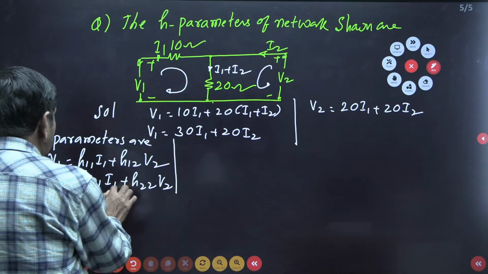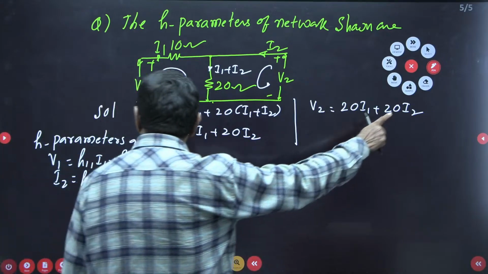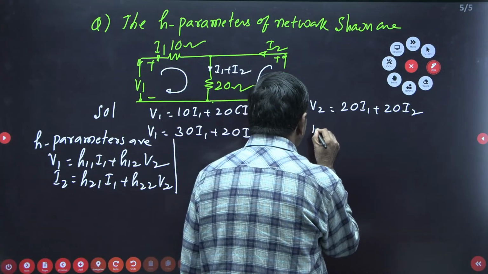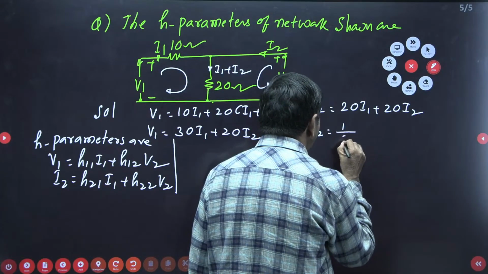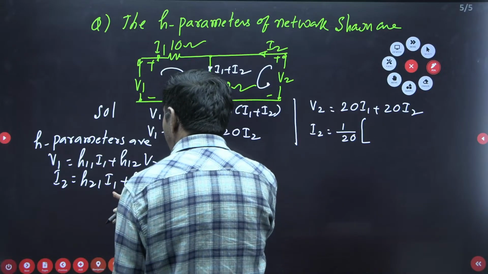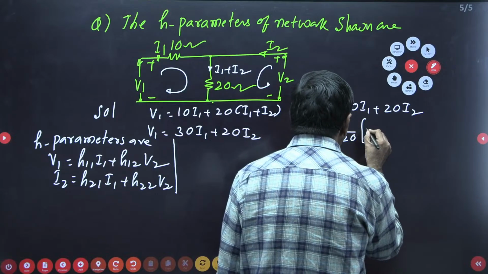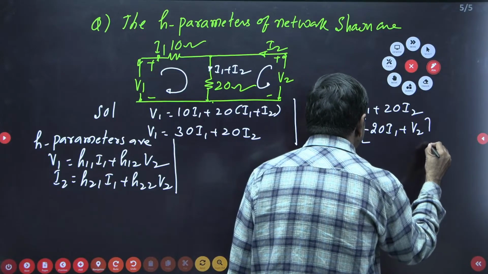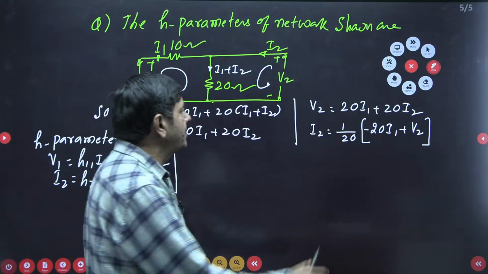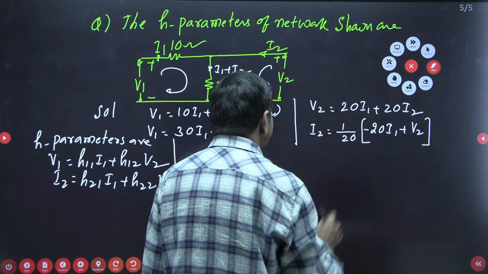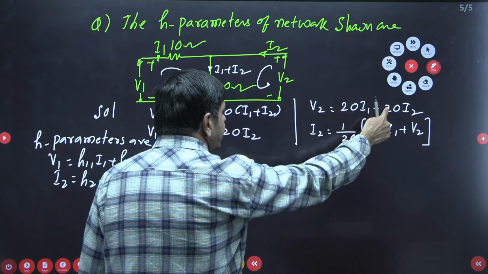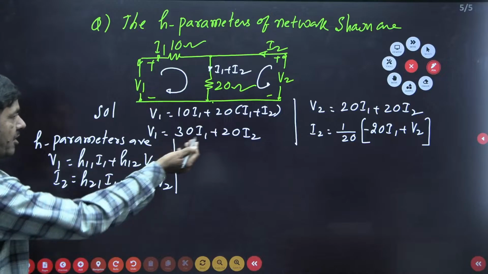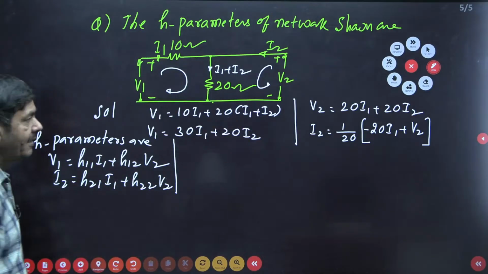Anyhow, I2 is required in terms of I1 and V2. From the second equation, what is I2? Anybody can say easily: 1 by 20 into (minus 20 I1 plus V2). I have taken I2 from this equation. If you make the comparison, you can say H21 is how much and H22 is how much, directly. But the next one is what?